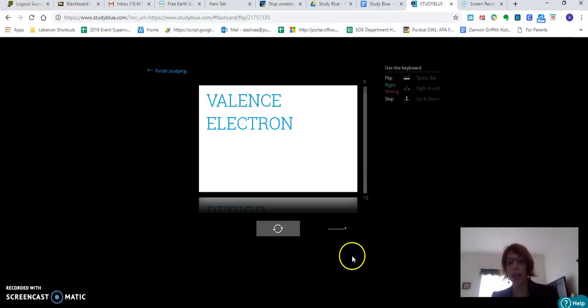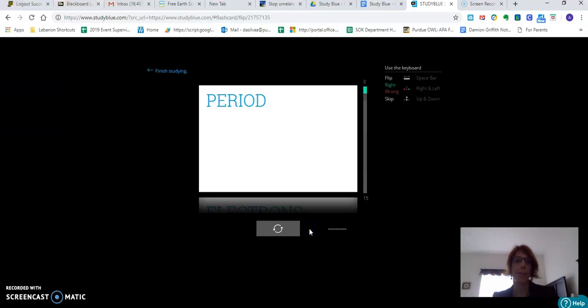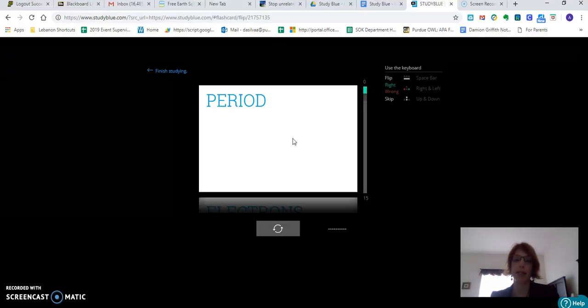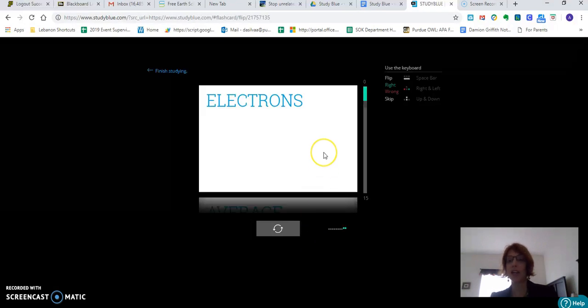A valence electron is one that's on the outside of an atom, and it controls chemical reactions and bonding. A period in this case is a row of the periodic table. It tells you how many levels of electrons there are. Electrons are the negatively charged particles. They're smaller and they go around the nucleus of an atom.